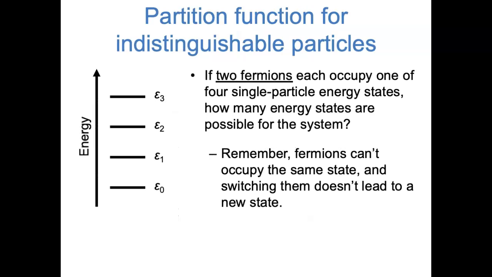Let's think about the partition function for a system of 2 indistinguishable fermions. Suppose 2 fermions each occupy one of these 4 energy levels, epsilon 0 through epsilon 3. The question I have for you is how many distinct energy states are there for this 2-particle system? Remember that the 2 fermions can't occupy the same state, and remember that because they're indistinguishable, switching the 2 fermions doesn't lead to a distinct state. I'll give you a few seconds to think about this. Hit pause if you need to.